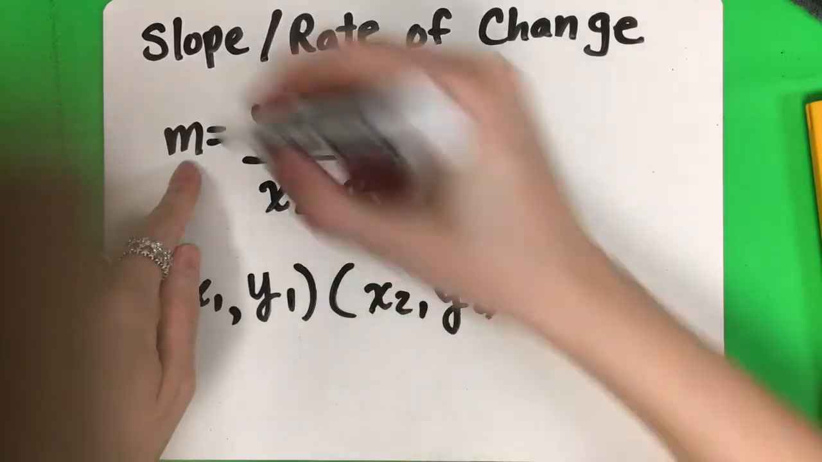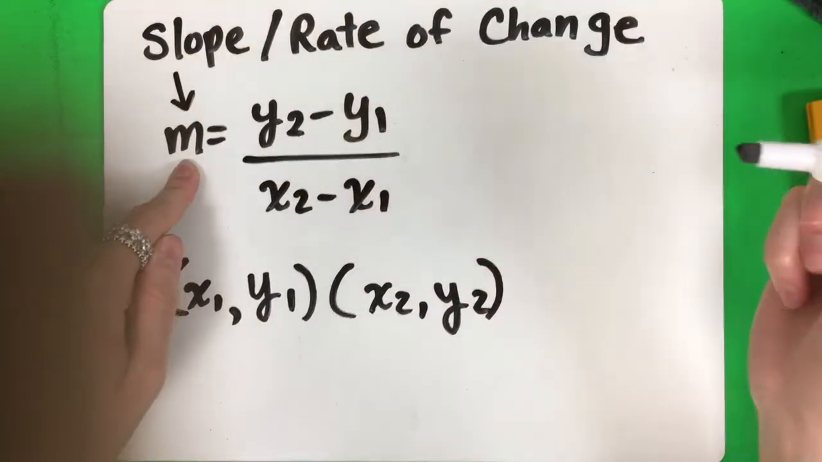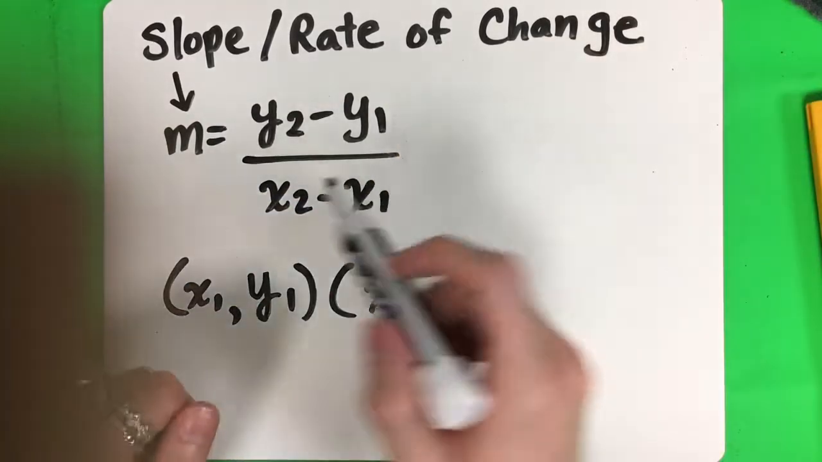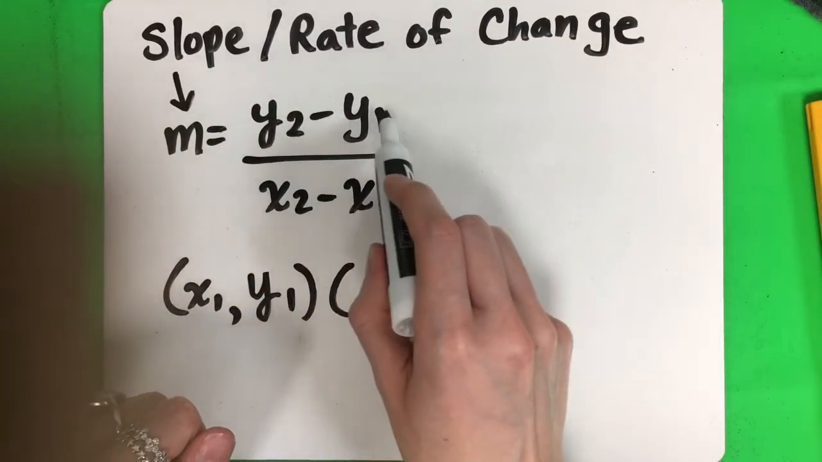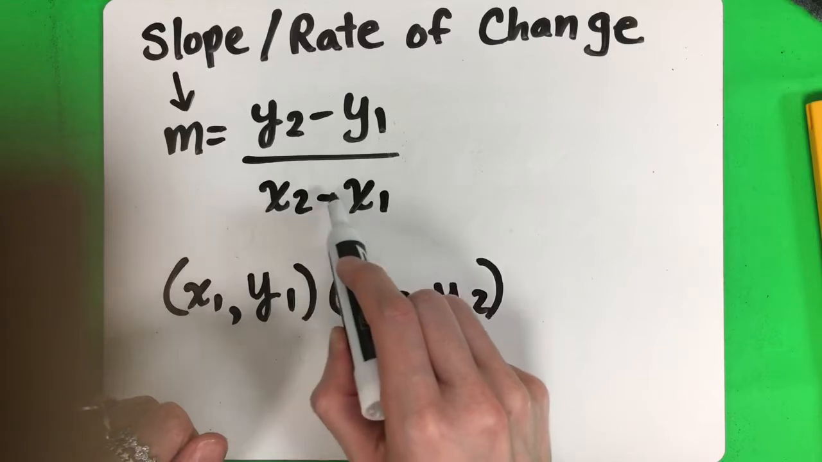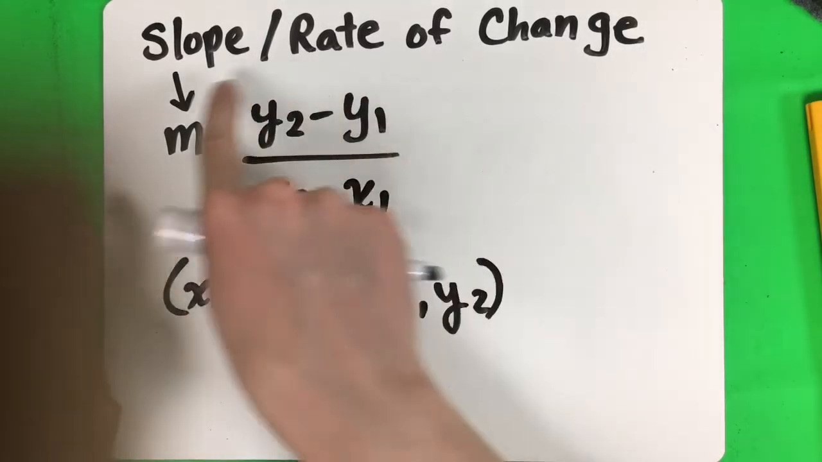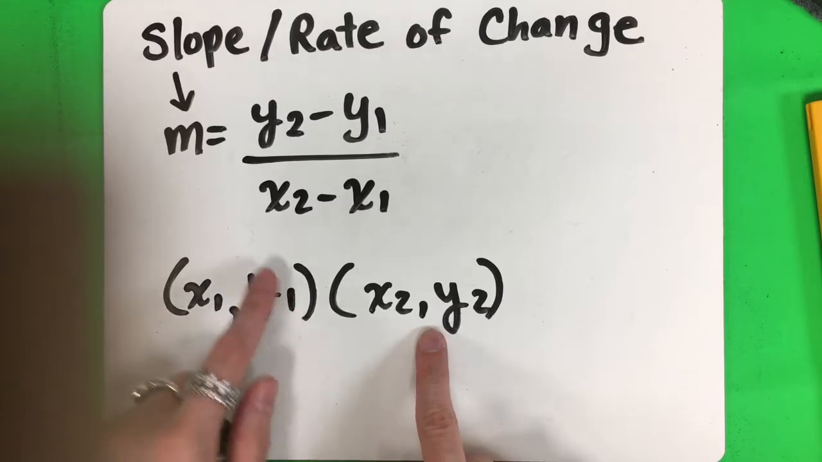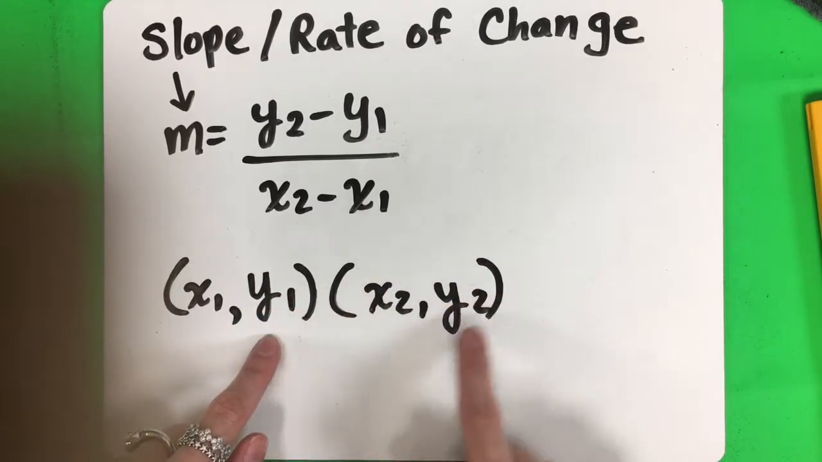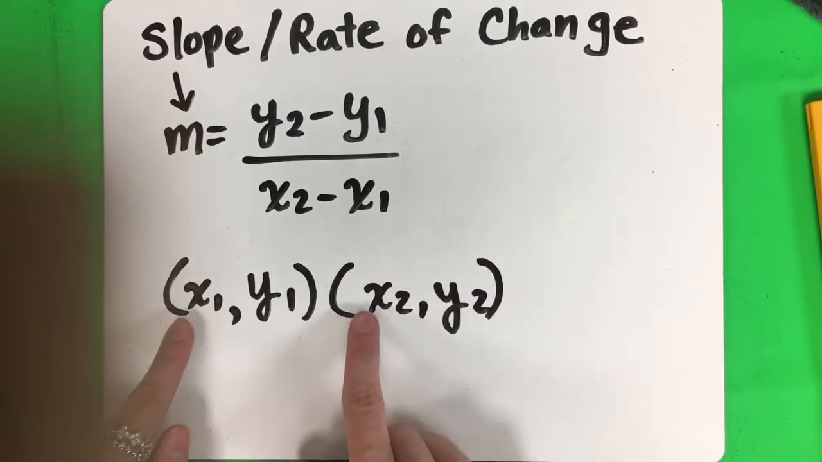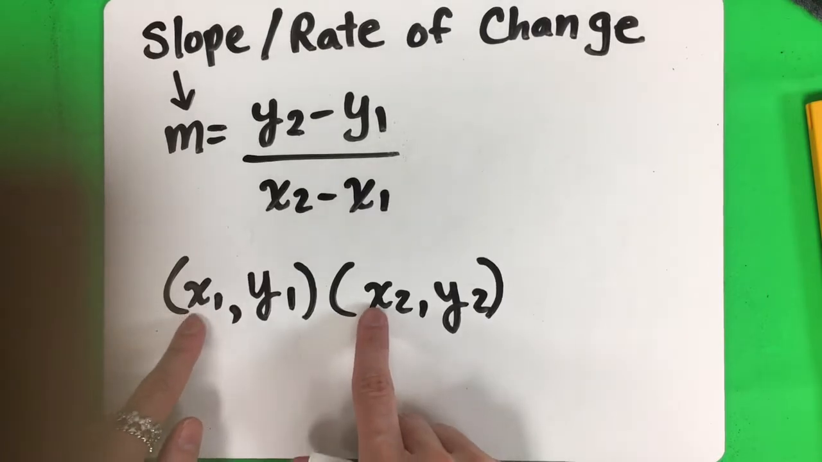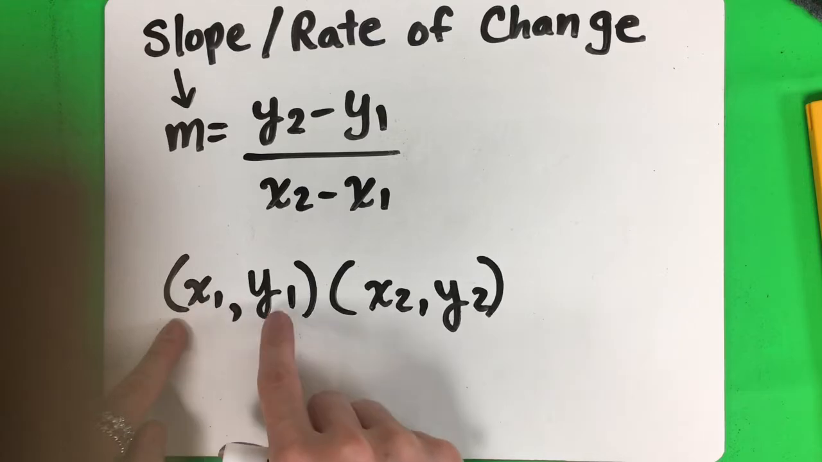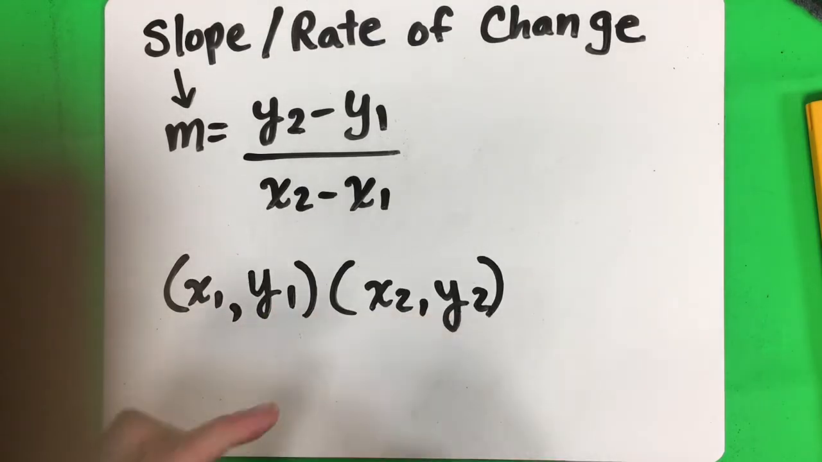Here's the formula for slope or rate of change. M is actually the slope or rate of change. So M is slope, M is rate of change. And the formula is y2 minus y1 divided by x2 minus x1. And to use this formula, you need to make sure that you have 2 points. This would be the first point. This would be the second point. The first number in each ordered pair is always x, and the second one is y. So this would be x1, y1, x2, y2.